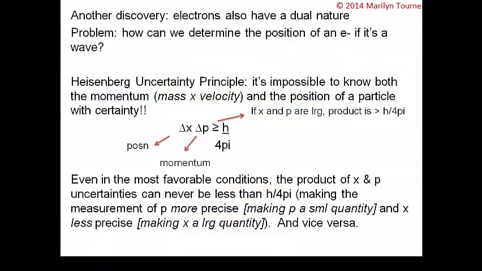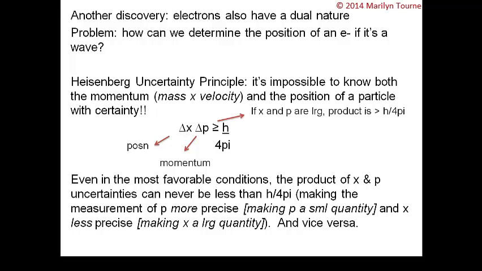All right, this is section 7.5. We are not going to go over section 7.4 or 7.3, so we're skipping over to quantum mechanics. Another discovery that was really important back in the 1900s was that electrons also have a dual nature. So they also act like waves and particles, depending on what situation they're in.